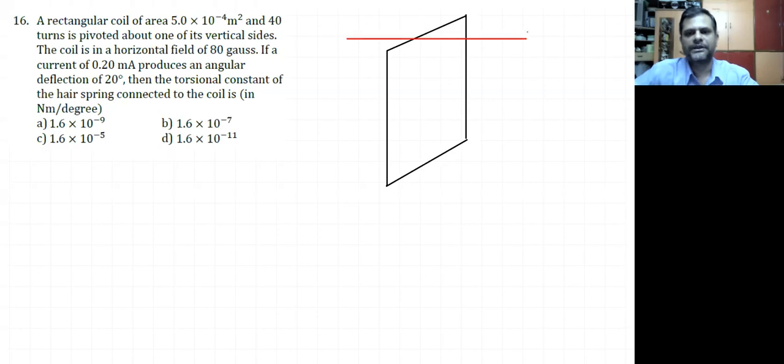तो यहाँ पे एक मैग्नेटिक फील्ड यहाँ पे प्रोड्यूस किया हुआ है जिसका मैग्नेटिक इंडक्शन दिया हुआ है 80 Gauss. ठीक है.